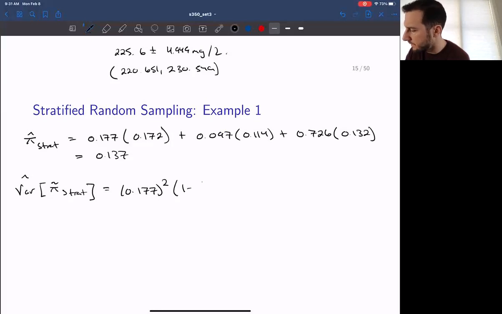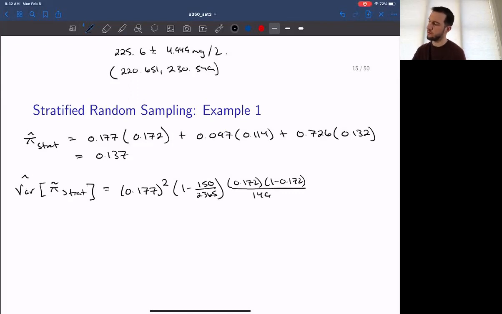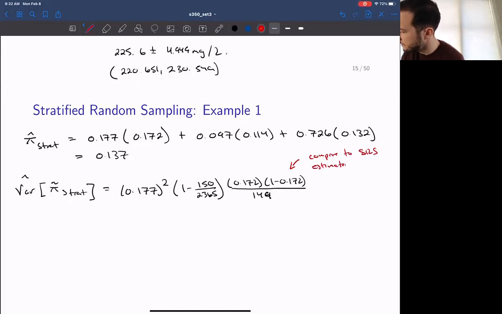multiplied by 1 minus 150 over 2,365, multiplied by p hat times 1 minus p hat, divided by n minus 1, or n1 minus 1. And here you're going to want to compare to the SRS estimator for pi. So 149 is 150 minus 1.